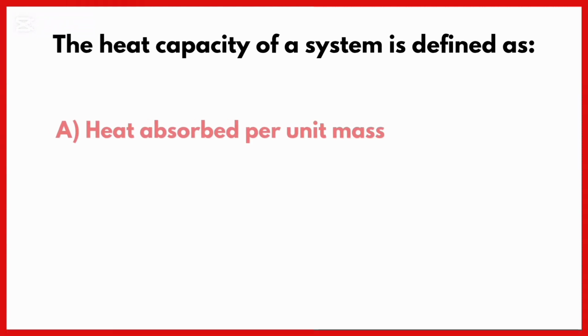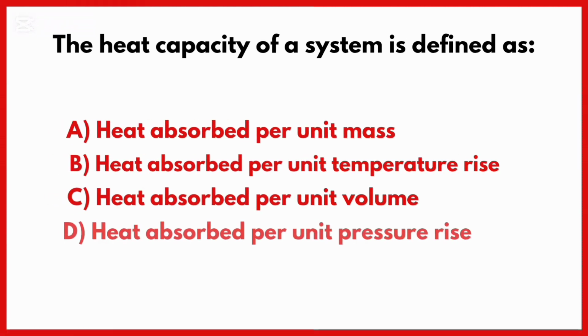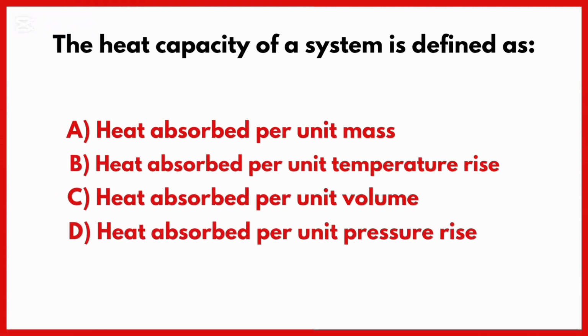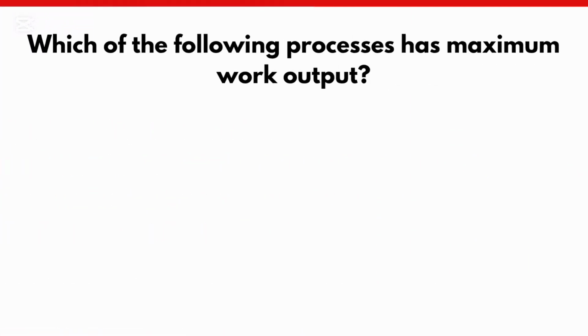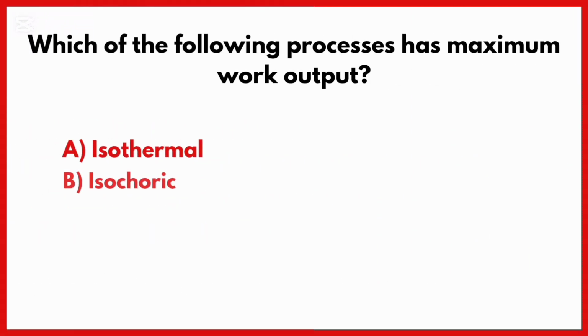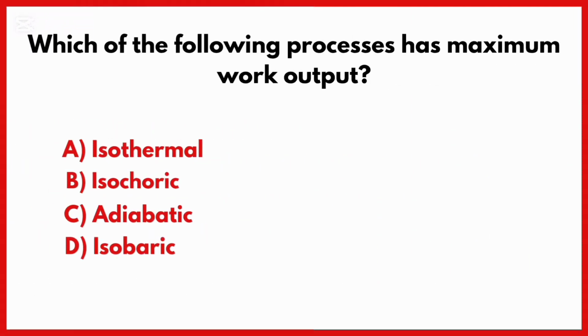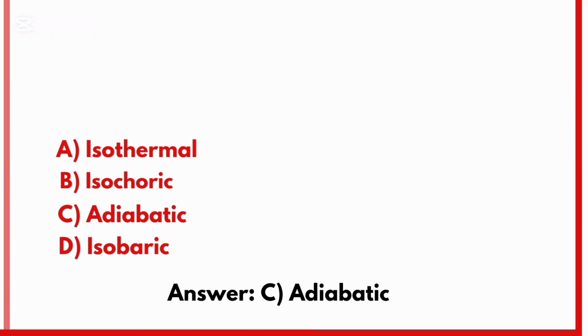The heat capacity of a system is defined as. Correct answer is option B, heat absorbed per unit temperature rise. Which of the following process has maximum work output? Correct answer is option C, adiabatic.